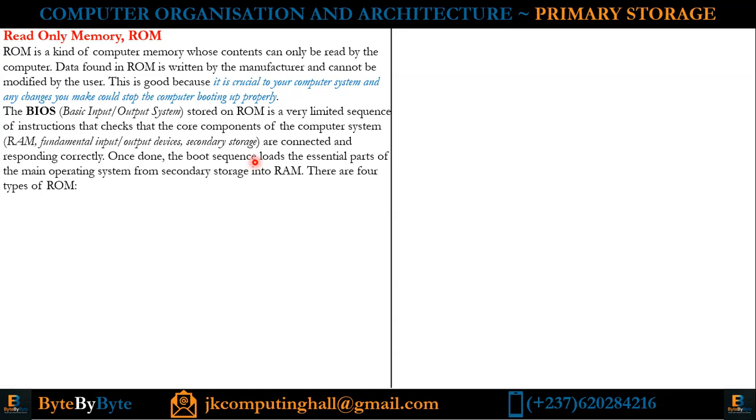But before that, let us recap. What are we saying? We said the BIOS, which stands for basic input output system, which is stored on the ROM, is a very limited sequence of instructions that checks the core components of the computer system. And when we talk about the core components of the computer system, we're talking about the RAM, the fundamental input output devices, those without which you cannot use a computer, like the monitor, the keyboard, and the mouse. But when we talk of those fundamental input output devices, you are mainly talking about the monitor and the keyboard. It also checks the secondary storage devices like a hard disk, ensuring that they are connected and responding correctly.